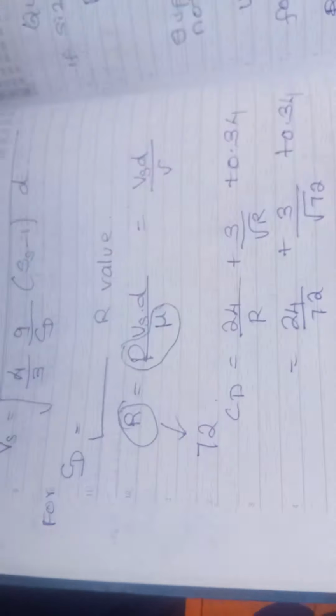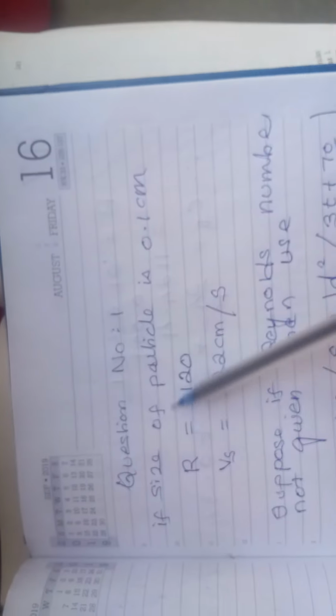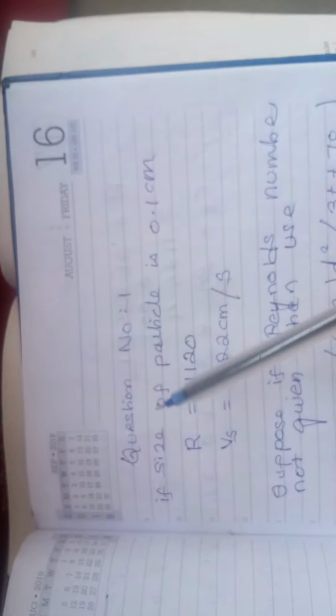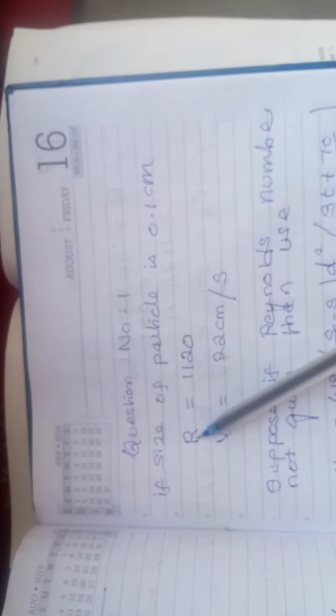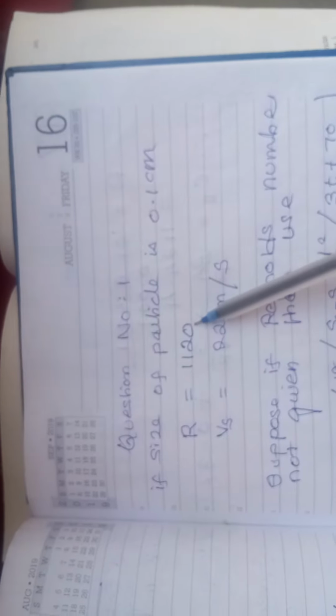So suppose, shall we see one problem in this regard? Here the size of the particle is 0.1 centimeter. For the same problem they have given the size of the particle and the Reynolds number. So you just substitute and check. You have to use this formula. So instead of g you will put 981.